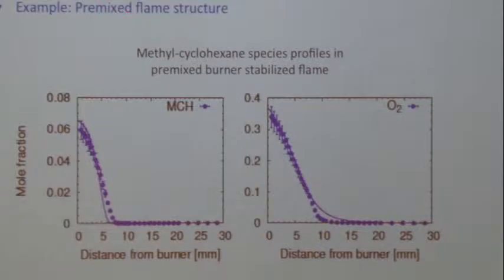Okay, and this is a premixed flame structure. These are burner stabilized premixed flames like we talked about. You see here mole fractions. Here again is methyl cyclohexane. This is O2 again, compared with the experiments.